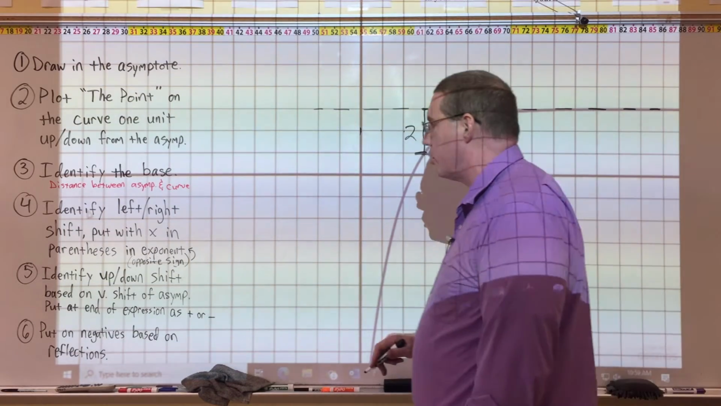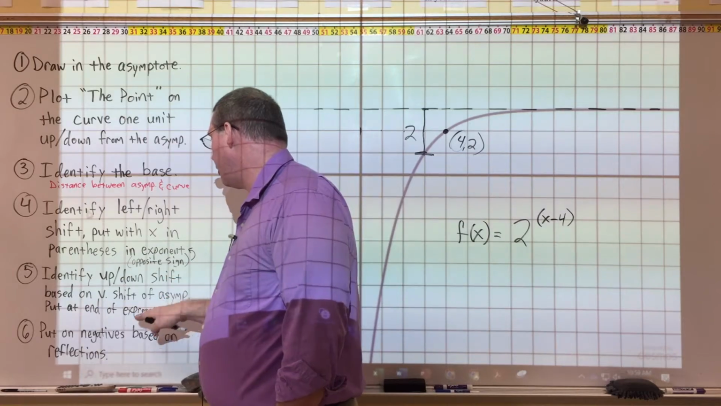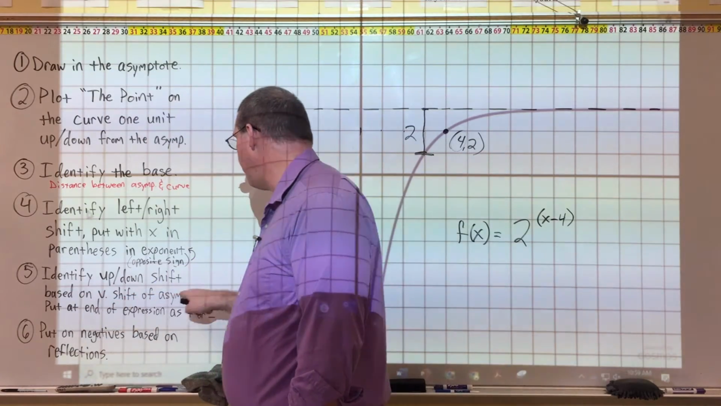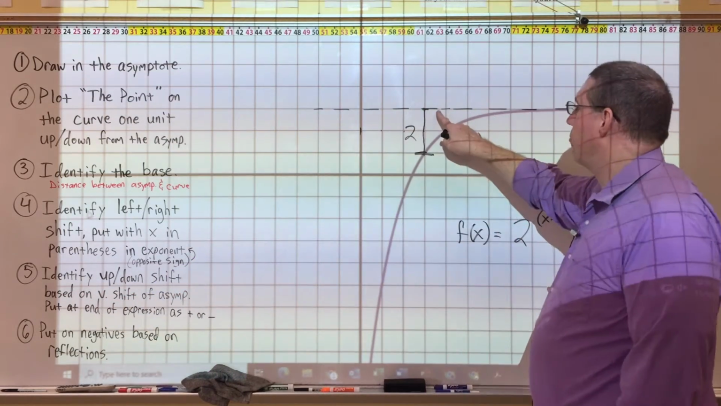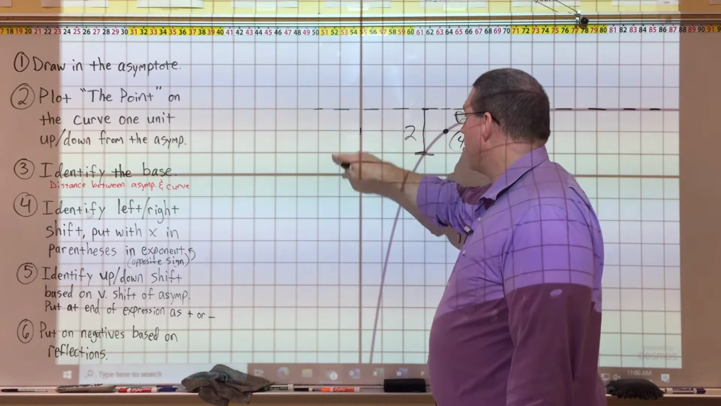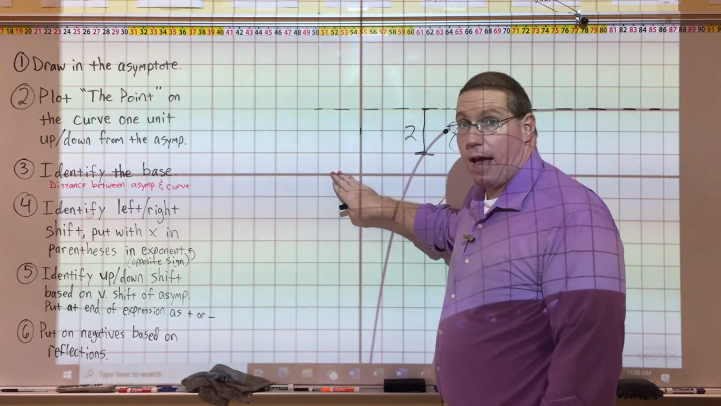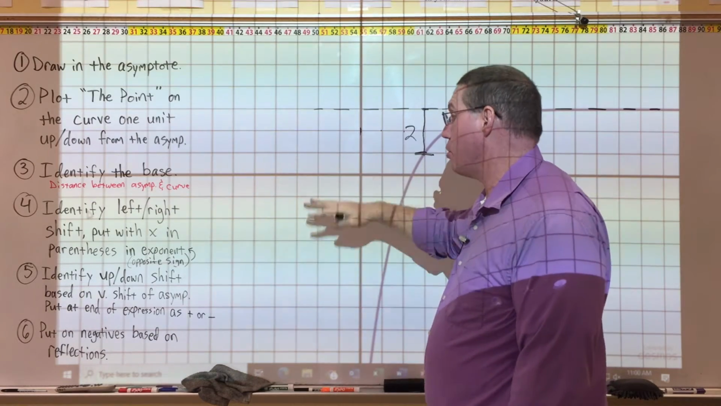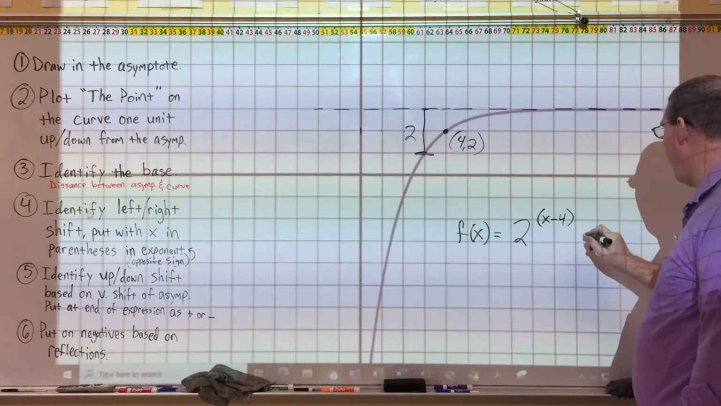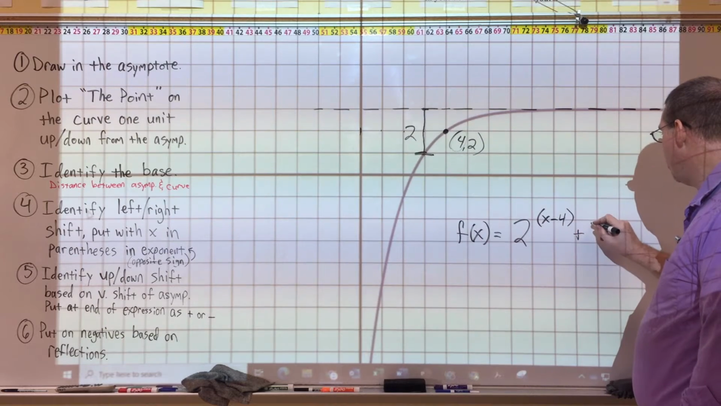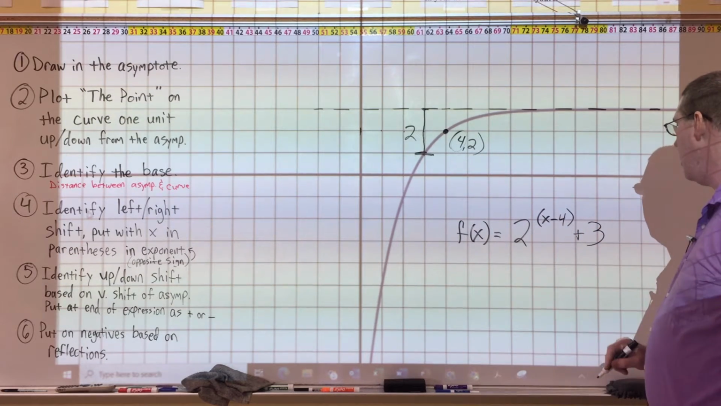Now we're going to do the vertical shift. It says identify the up or down shift based on the vertical shift of the asymptote. Well, normally the asymptote is on the x-axis. So this asymptote is 1, 2, 3 units above the x-axis. Therefore, that is a plus 3 shift, which we will put on the end of the expression. So we'll just put a big old plus 3 here.